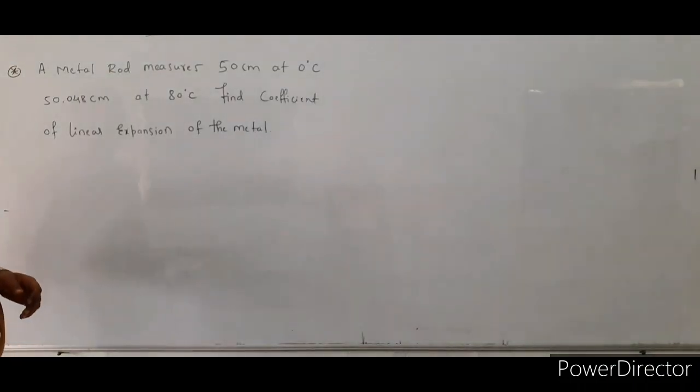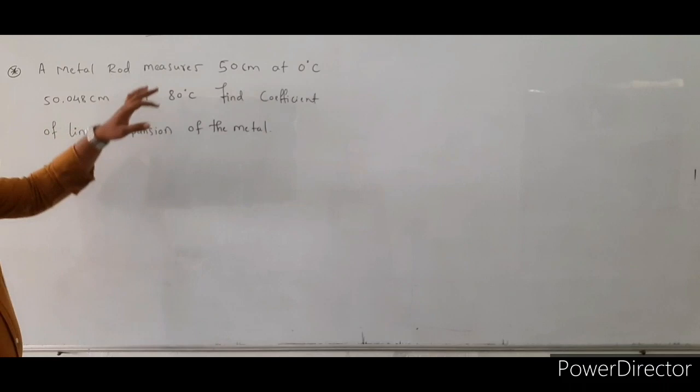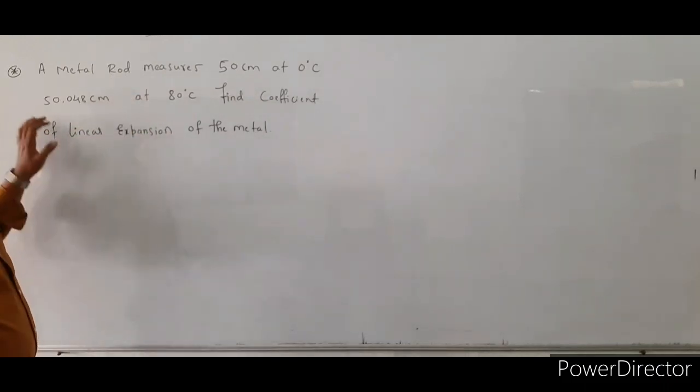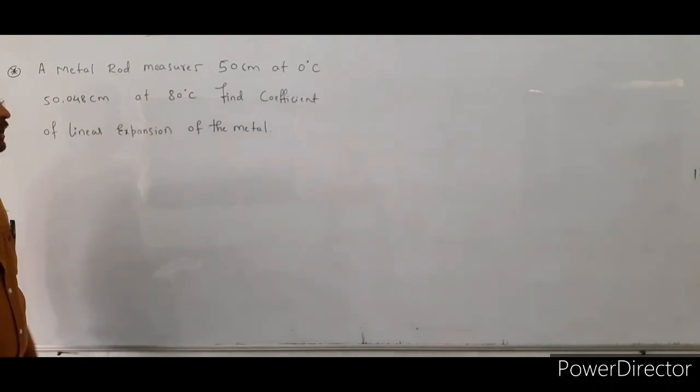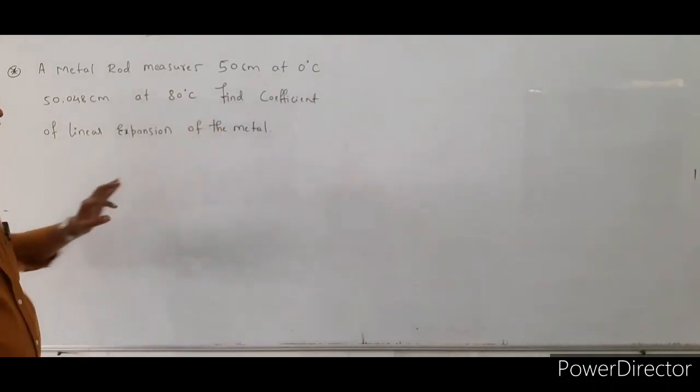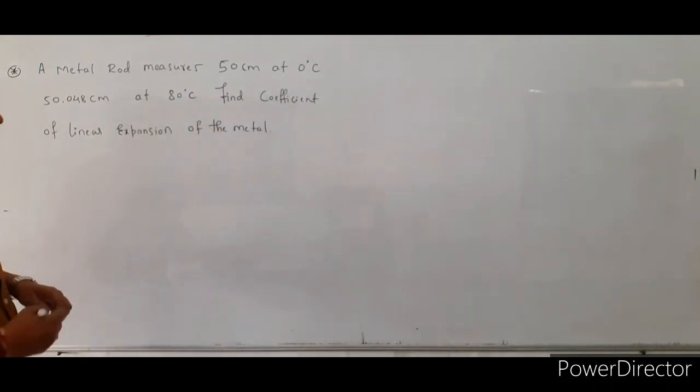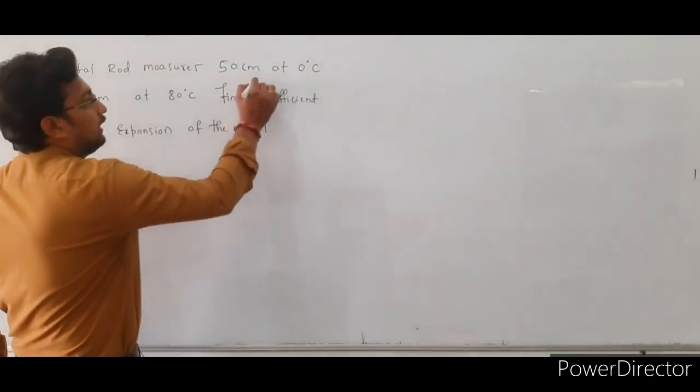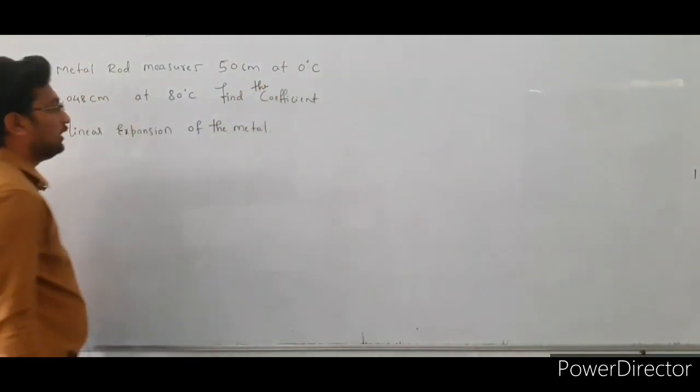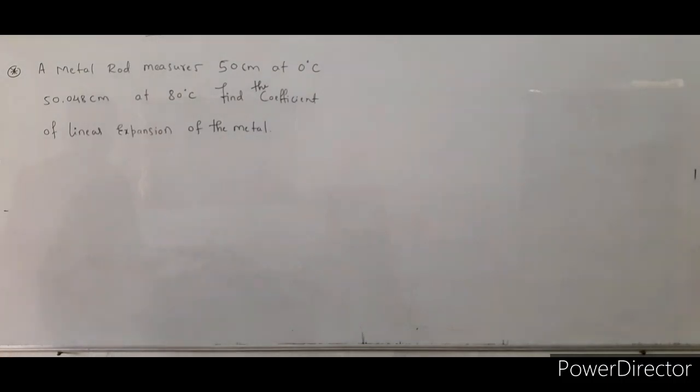See the next problem here. A metal rod measures 50 centimeter at 0 degrees Celsius, 50.048 centimeter at 80 degrees Celsius. Find the coefficient of linear expansion of the metal.